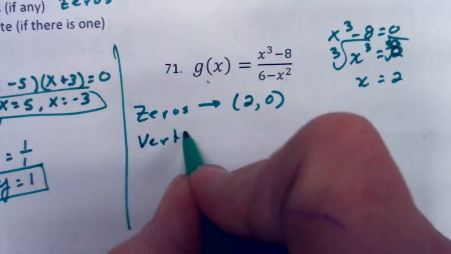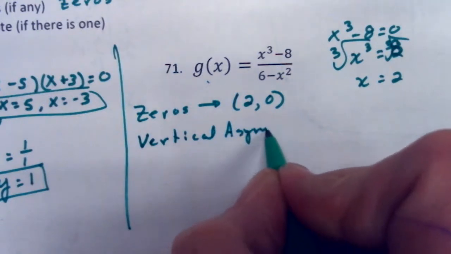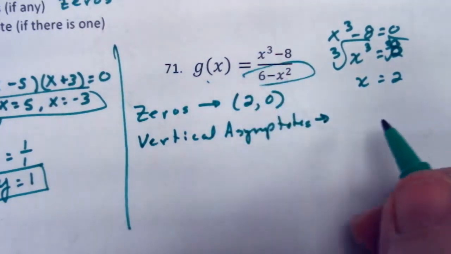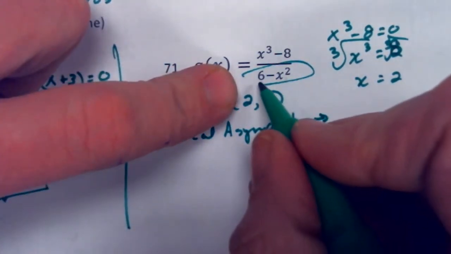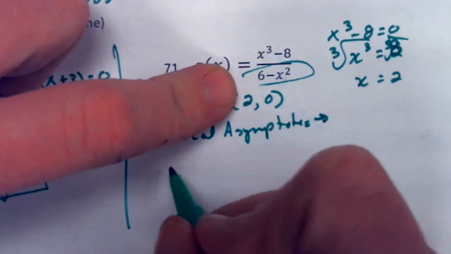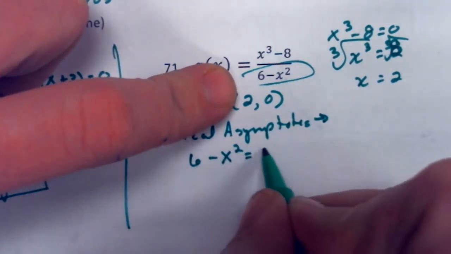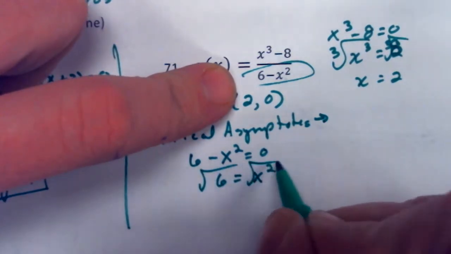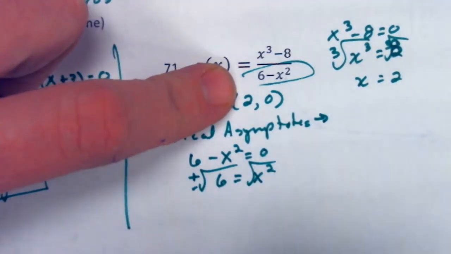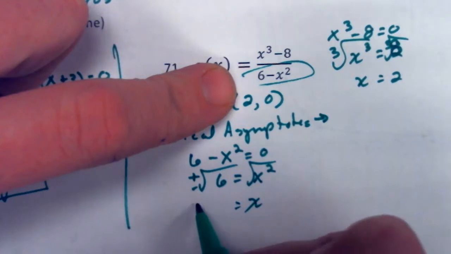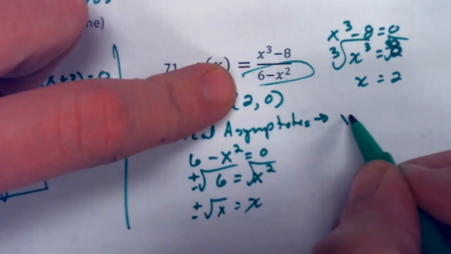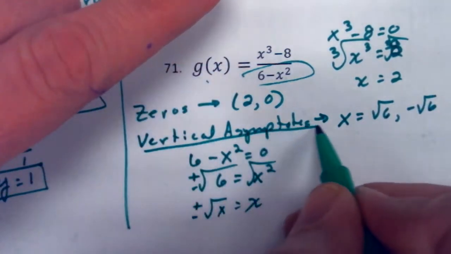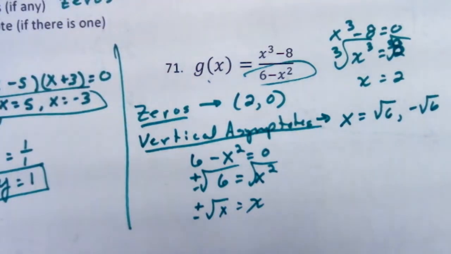Vertical asymptotes. Now, this one's a little strange because it's not written in normal form, but it's wherever 6 minus x squared equals 0. So 6 minus x squared equals 0. Well, I'm going to add x squared to both sides. So 6 equals x squared. Take the square root. Plus or minus the square root of 6. So the vertical asymptotes are at x equals square root of 6 and negative square root of 6. Even though they're irrational, they're still real. So there are vertical asymptotes.